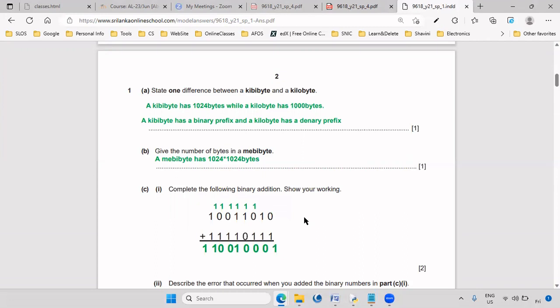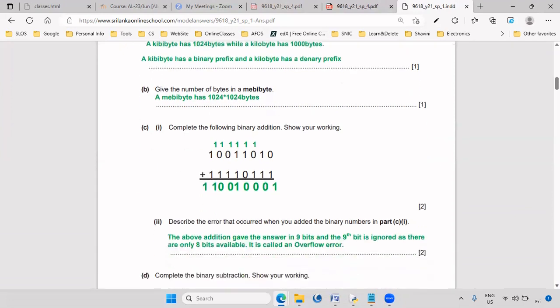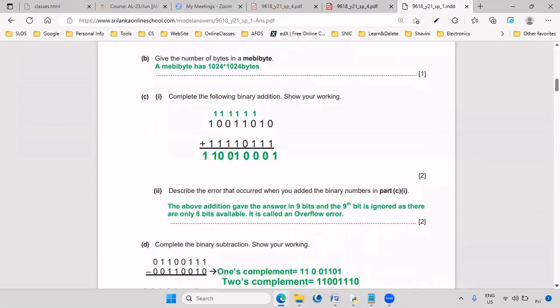Give the number of bytes in a mebibyte. So first, we have to convert mebibyte into KiB. That is 1024 KiB for 1 mebibyte. Then bytes, again another 1024. So 1024 times 1024 bytes is the number of bytes in a mebibyte.